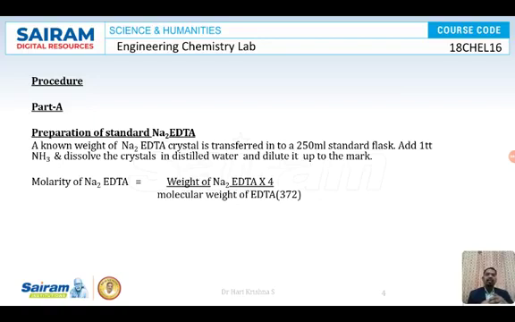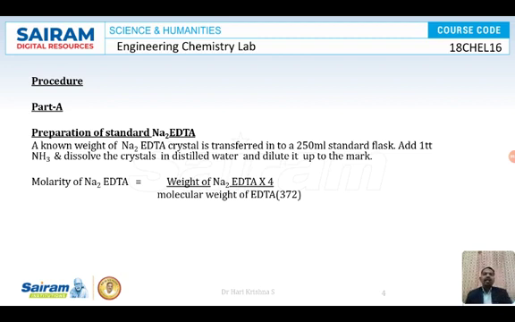What is a standard solution? When you're preparing a solution, if the weight of a solute and the volume of solvent in which it is dissolved are known, we can calculate the exact strength. Strength means normality or molarity of the solution. That is called a standard solution.